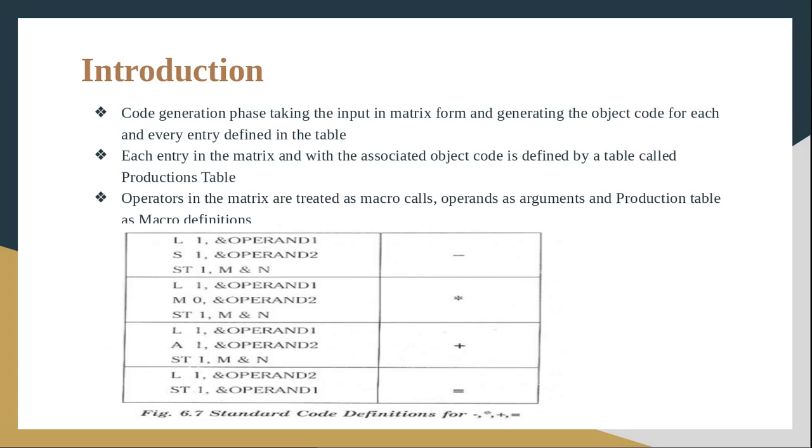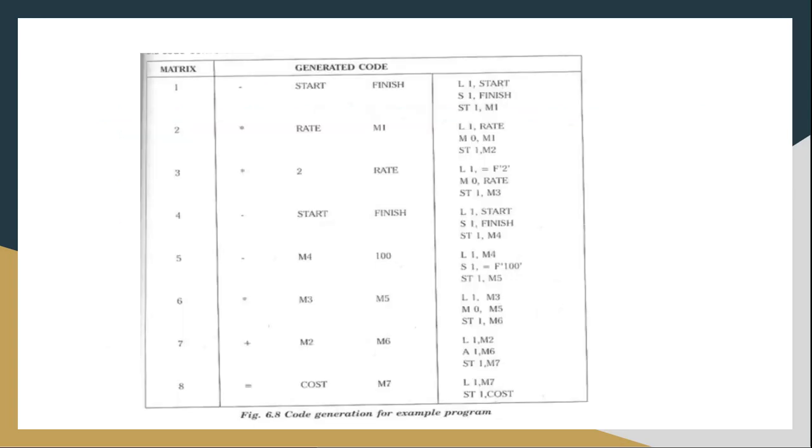And ST1 comma M&N means what? &N is the line number of the matrix entry being examined. So if we are examining M1, that means &N is 1, like that. So now you can generate the object code for the second line.